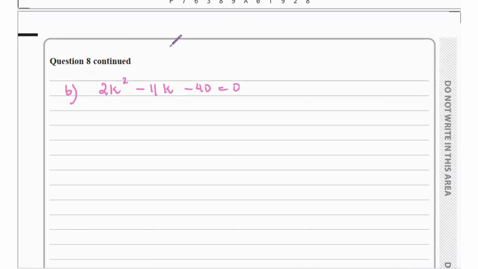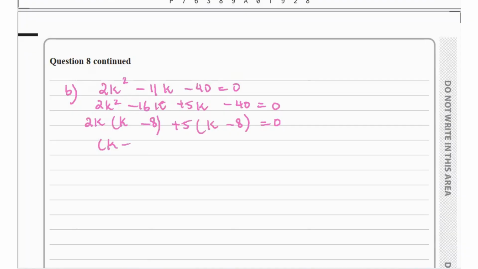2 times 40 is 80. Factors of 80 that we can use to replace 11 are 16 and 5. 2k squared minus 16k plus 5k minus 40 equals 0. 2k bracket k minus 8, plus 5 bracket k minus 8 equals 0. k minus 8 bracket 2k plus 5 equals 0. k equals 8 and k equals negative 5 over 2.